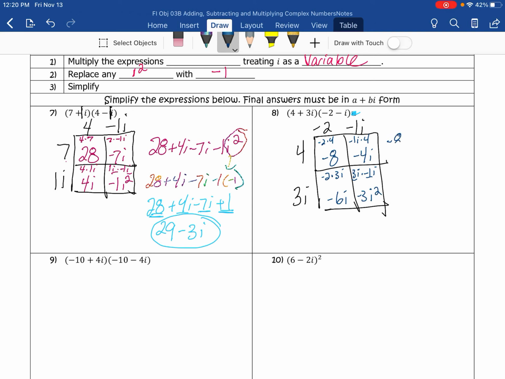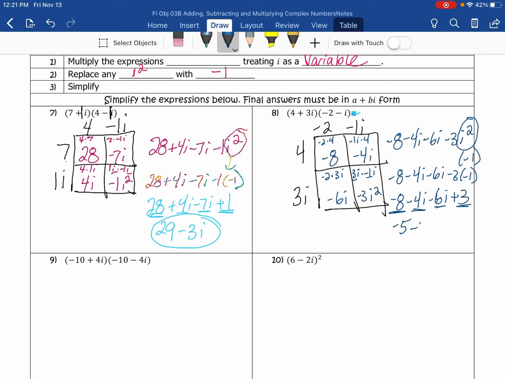So I write it out again. Negative 8 minus 4i, I wrote plus, that should be minus, sorry about that, minus 6i minus 3i squared. I take my i squared and replace it with negative 1. So that's going to be negative 8 minus 4i minus 6i minus 3 times negative 1. Negative 8 minus 4i minus 6i plus 3. I combine my like terms. Negative 5, negative 10i.